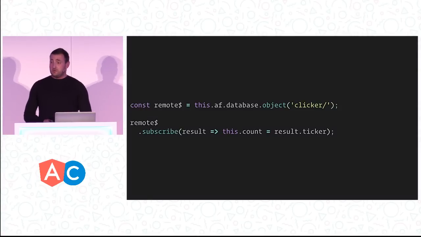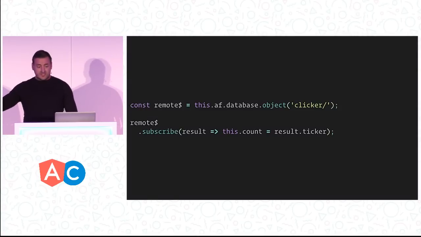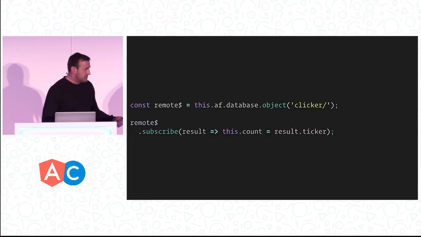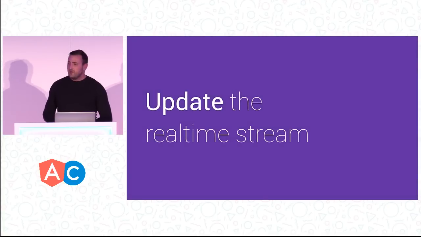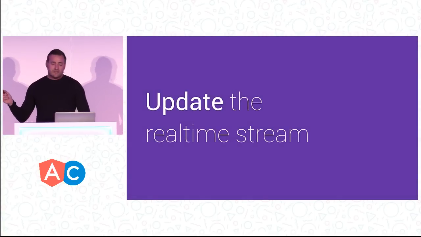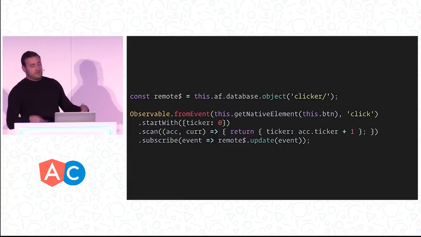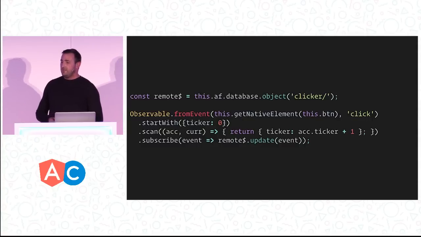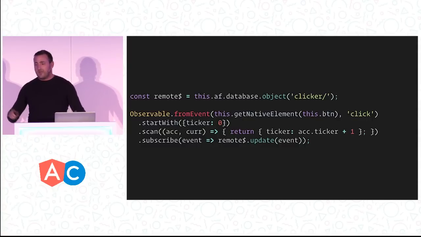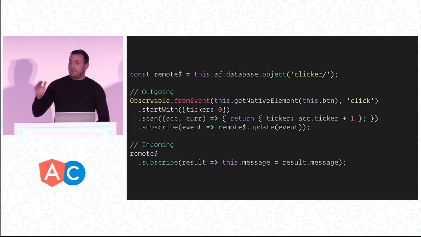So we simply use AngularFire 2 to connect to a remote object at this endpoint, which fortunately for us returns an observable that we can then consume. But how do we update the real-time stream? Again, you may want to sit down for how hard this is going to be. At the end of our subscribe block, we're simply saying, hey, remote stream, update yourself with this new object. So now, all together, we have an outgoing stream and an incoming stream.